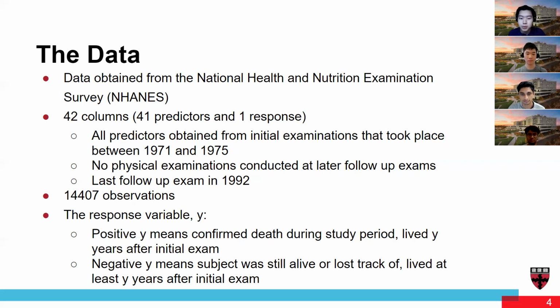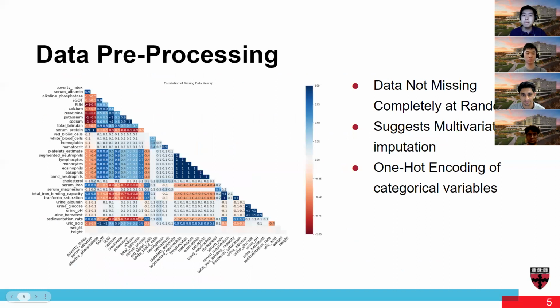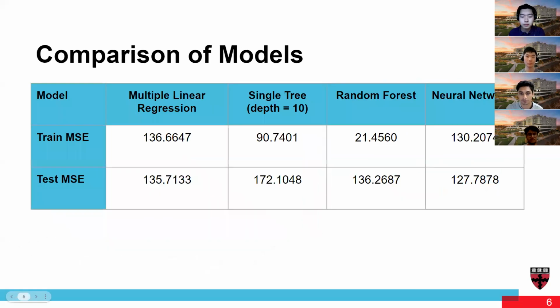And now we'll do some pre-processing on the data. We started our data pre-processing by one-hot encoding our categorical variables. Then during our EDA stage, we also found that data was not missing completely at random. This visualization shows how the missingness of predictors is correlated. Based on this, we decided to go with a multivariate imputation approach, which makes use of these underlying patterns by predicting the missing values using the rest of the data set, which is different from imputing the mean.